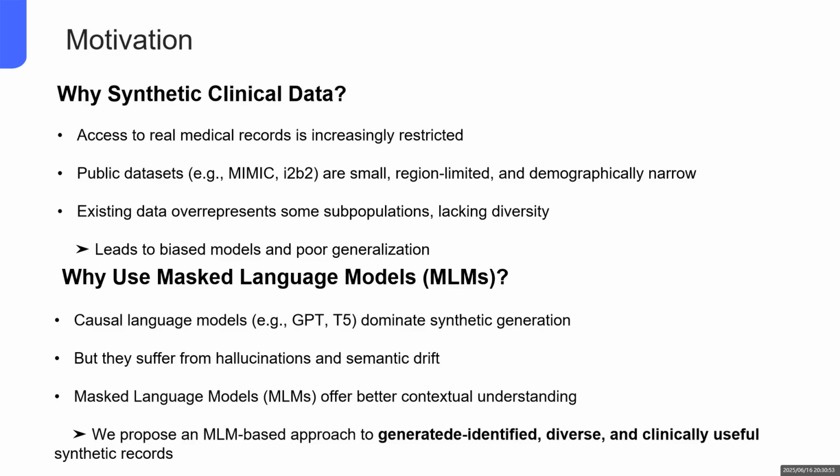Most existing work in this space has relied on causal language models, including decoder-only models like GPT and encoder-decoder models like T5. In contrast, masked language models offer key advantages. Their bi-directional architecture enables richer contextual understanding, which helps reduce structural inconsistency, semantic drift, and hallucinations in generated text.